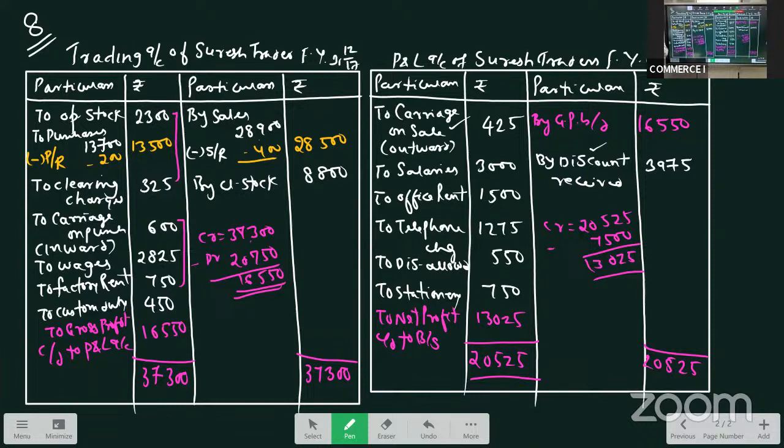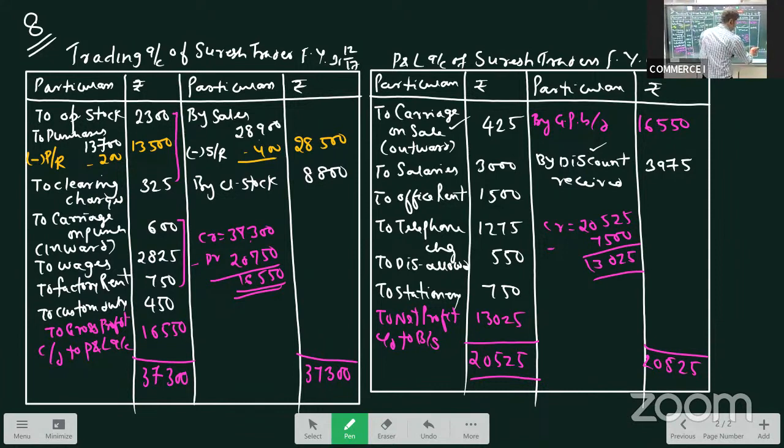Why are we doing these problems of the same pattern? You need to get familiar with the items. Where would salary appear? Where would wages appear? Where would office rent appear? Where would factory rent appear? Where would carriage on purchase appear? Where would carriage on sales appear? Where would sales appear? These items you should get familiar with. So if you practice more problems, you'll get a command on this. That is why we are doing multiple problems on the same pattern.